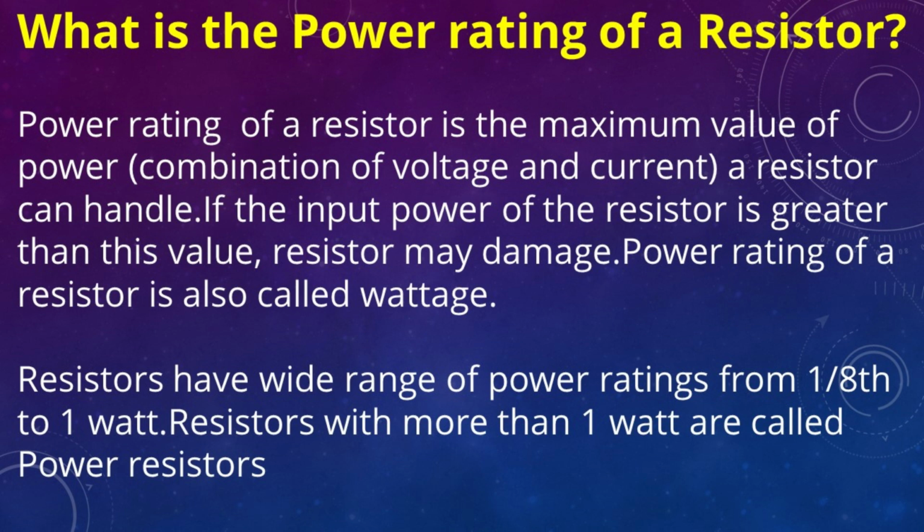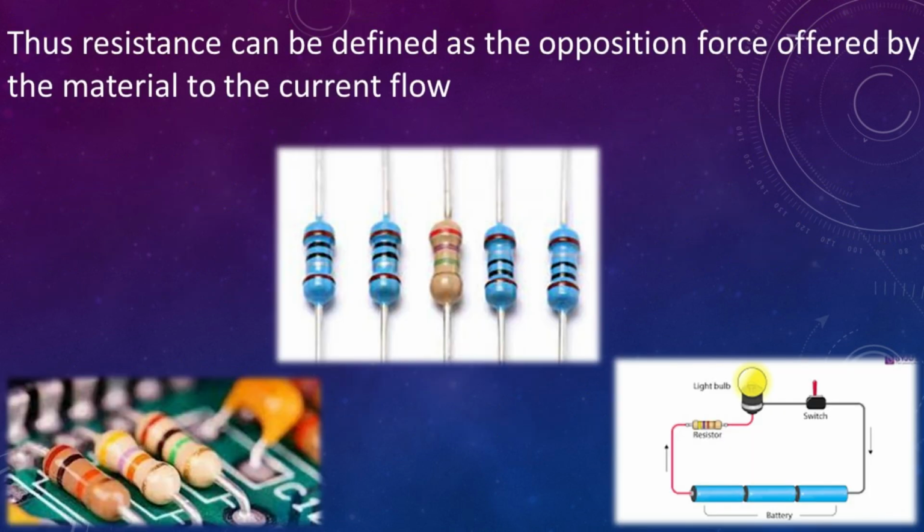What is the power rating of a resistor? Power rating of a resistor is the maximum value of power, combination of voltage and current, a resistor can handle. If the input power of the resistor is greater than this value, the resistor may be damaged. Power rating of a resistor is also called wattage. Resistors have a wide range of power ratings from 1/8 to 1 watt. Resistors with more than 1 watt are called power resistors.